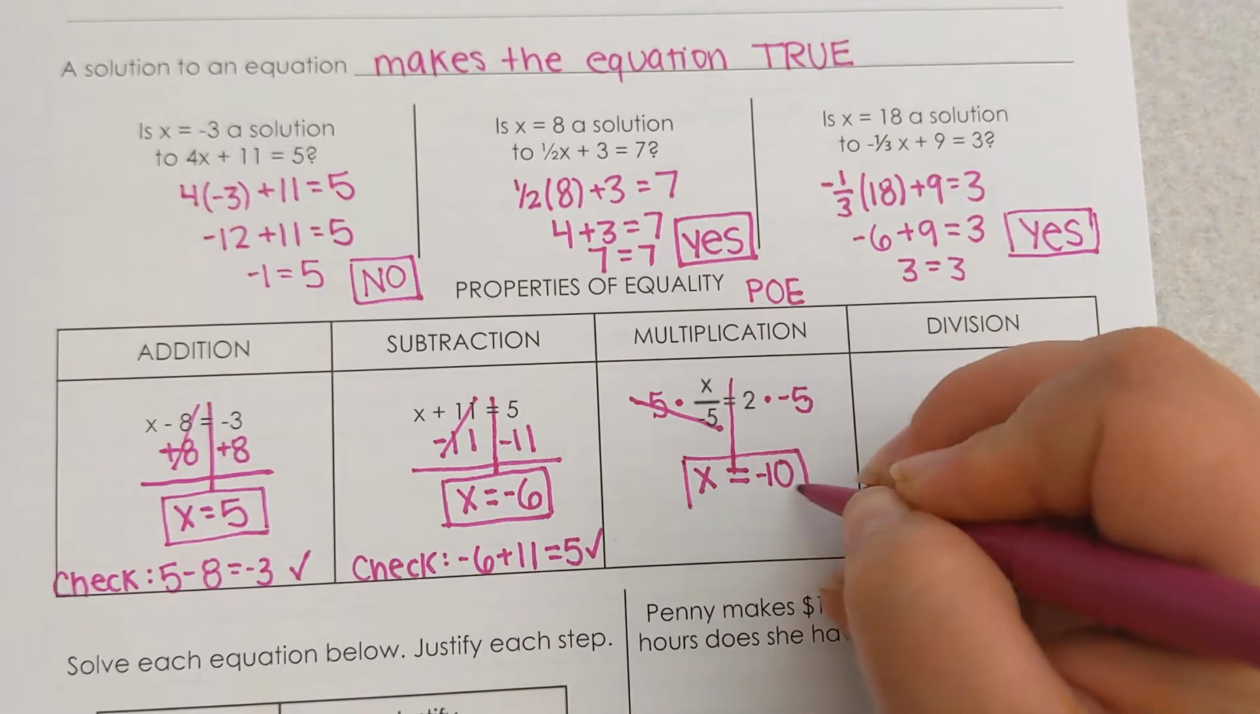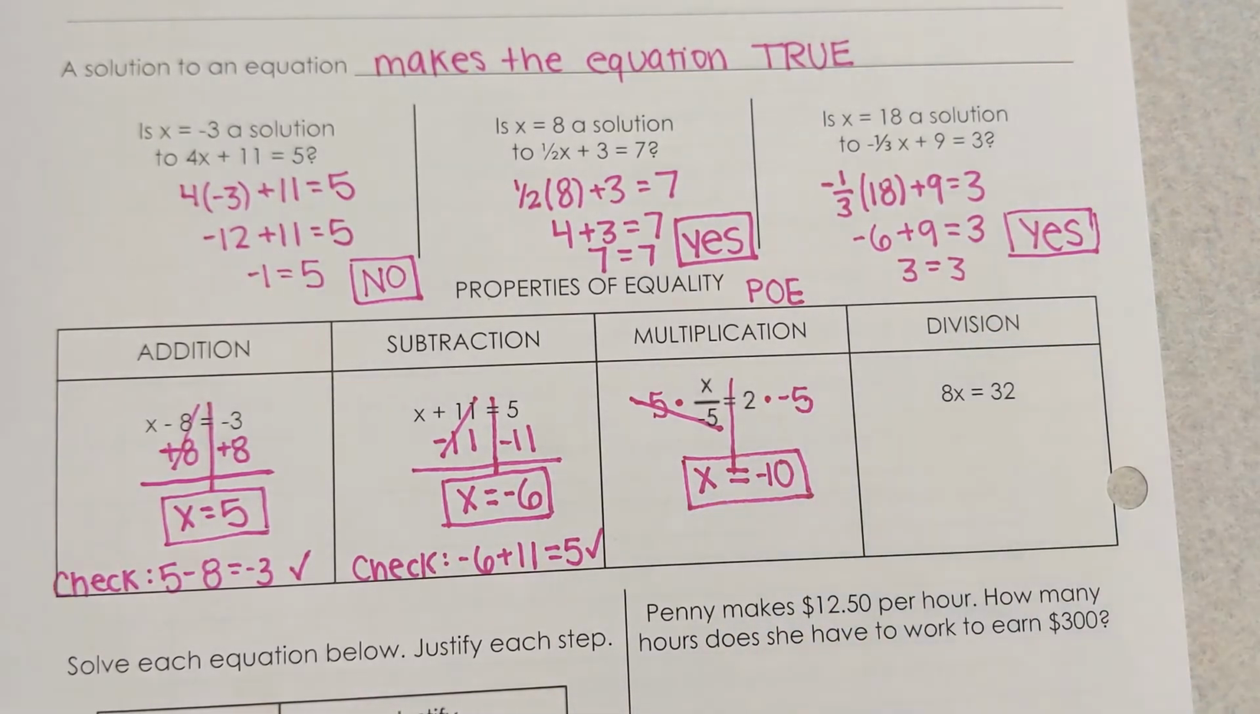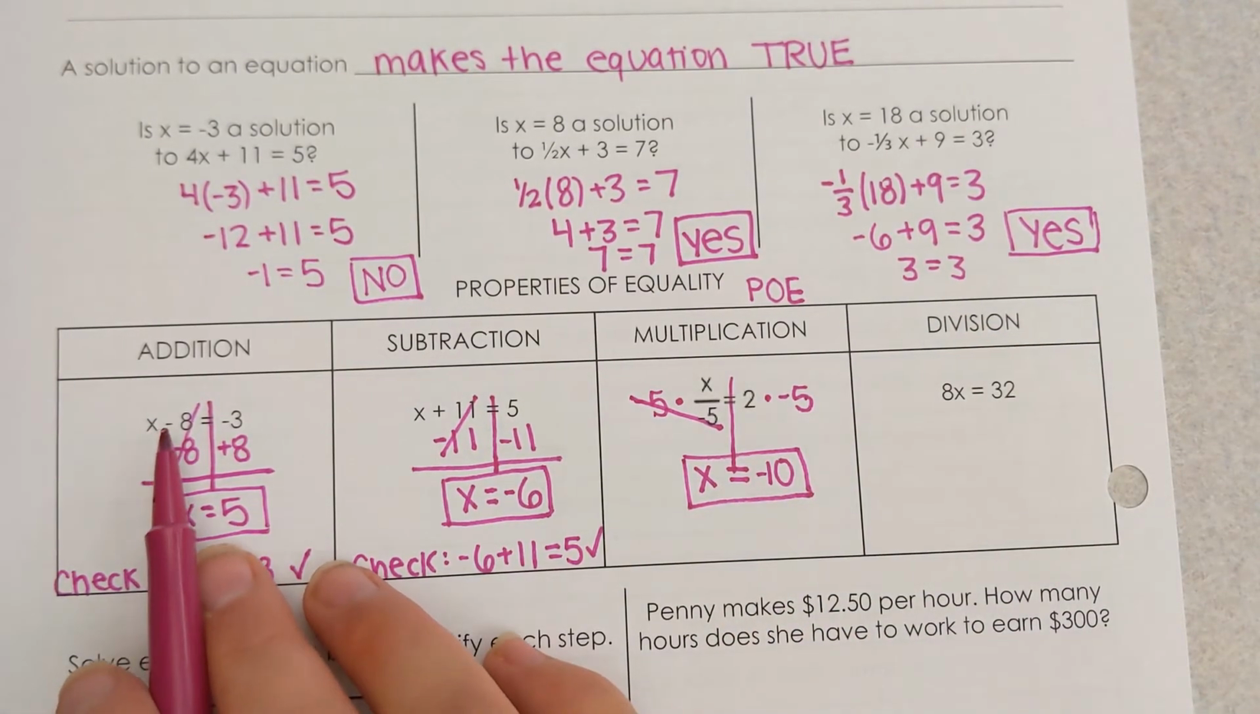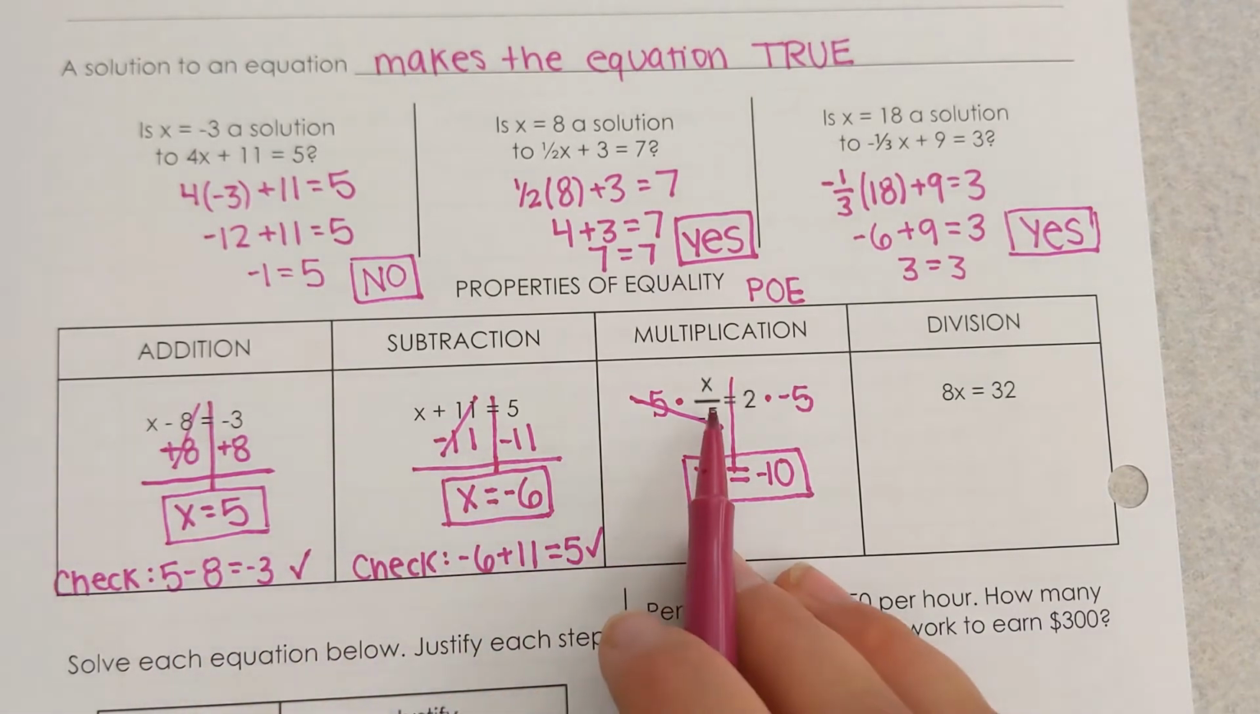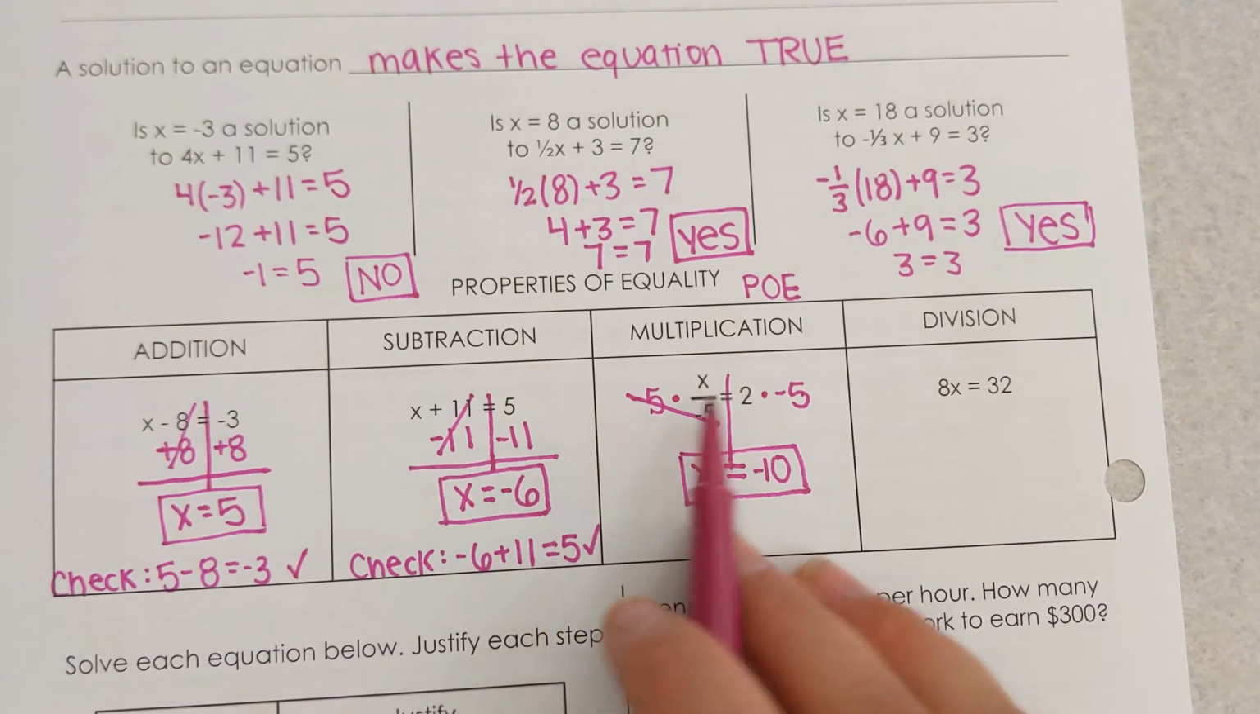And you're always going to do the opposite of what shows up in the equation. So when it looked like subtraction, we added. When it looked like addition, we subtracted. And when it looked like division or a fraction, we multiplied.